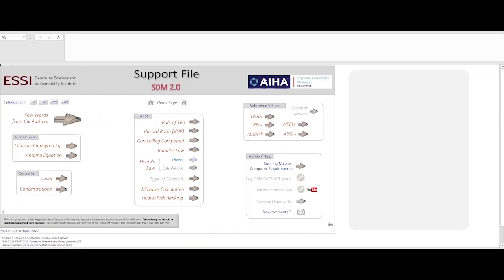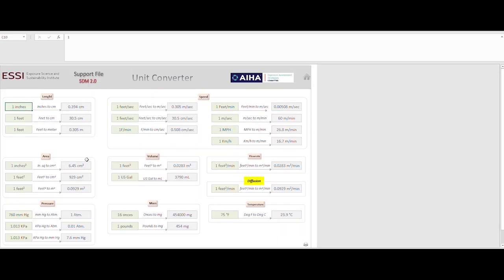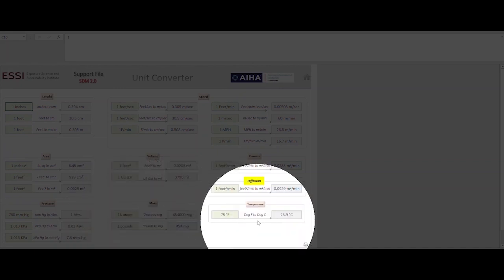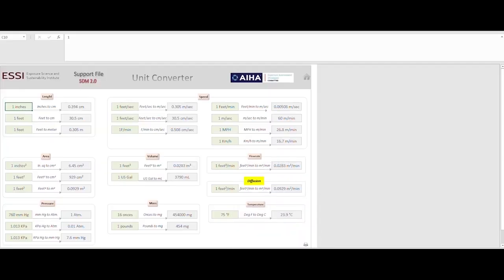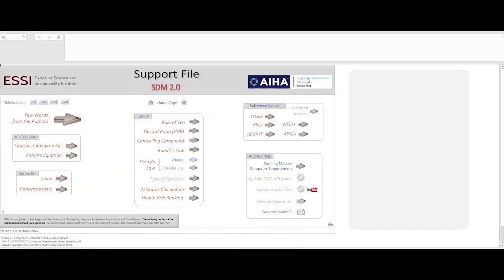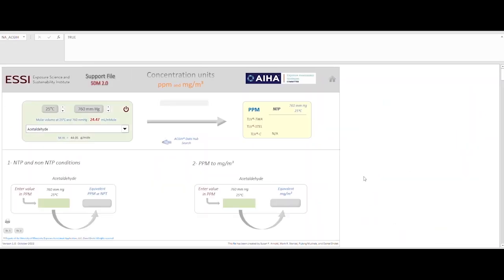The unit converter page includes several useful conversion calculators. For the SDM 2.0, vapor pressure and temperature converters, shown in the lower third of this page, are the most relevant. On the concentration converter page, the user can convert from parts per million to milligrams per cubic meter and vice versa. This can be done for both normal temperature and pressures and non-ambient conditions.